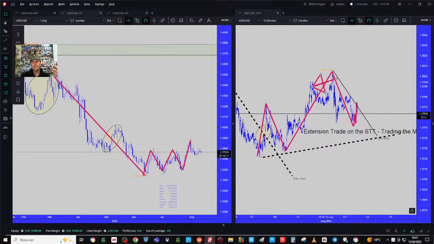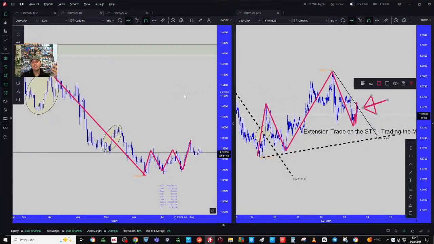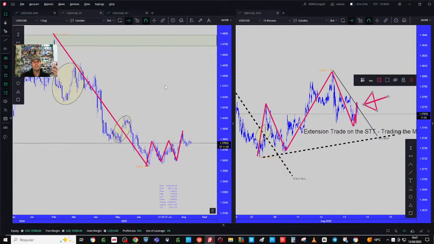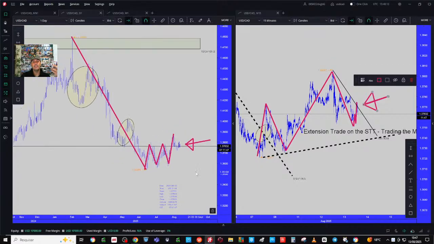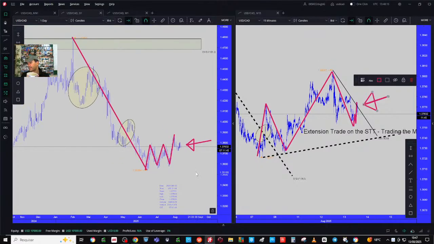So if I'm making my analysis on the 15-minute chart and I'm buying this extension because it's making higher highs, higher lows, okay? Now I'm trying to understand, and remember this is an extension trade on the 15-minute chart, but this same extension trade on the 15-minute chart is a retracement trade on the daily. Does this make sense?